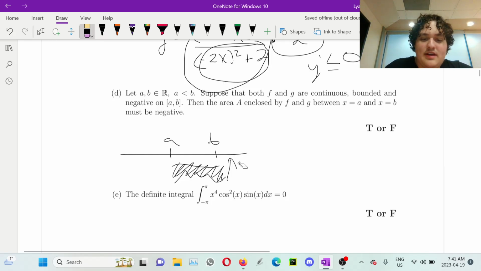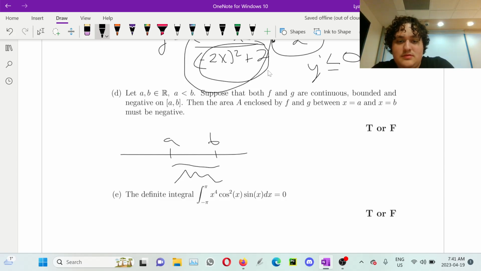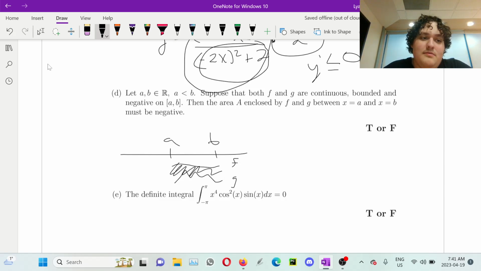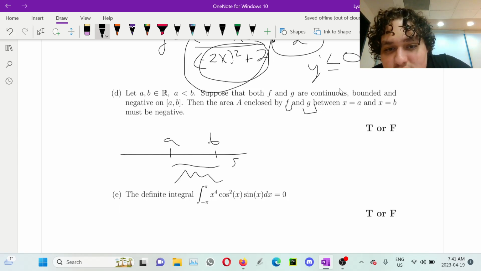I guess what they want us to do is the area between. I mean, this is really just a formality or a technical question. So it depends what they mean. In general, you can think that regardless if this is f or this is g, this area should be negative, right? But they don't specify which one comes first, actually, right?